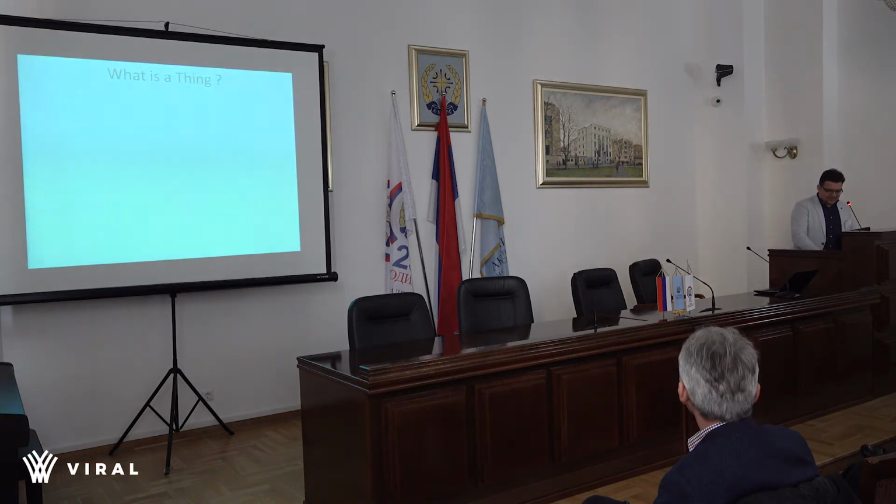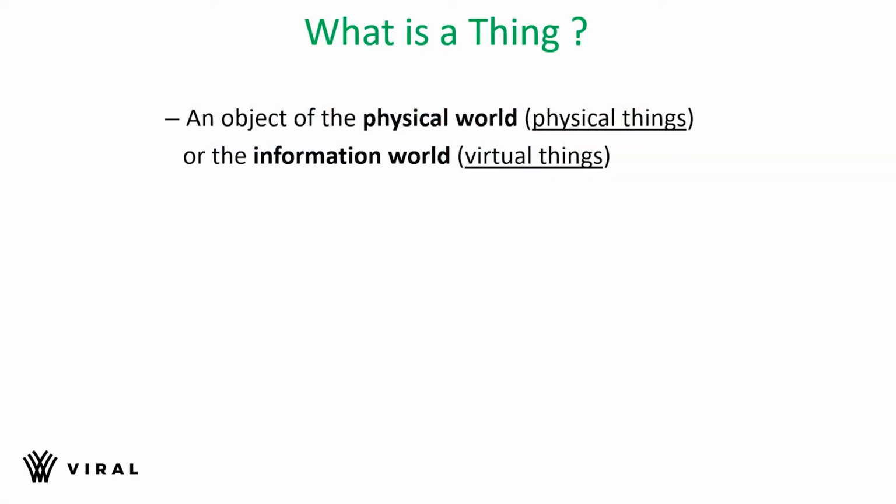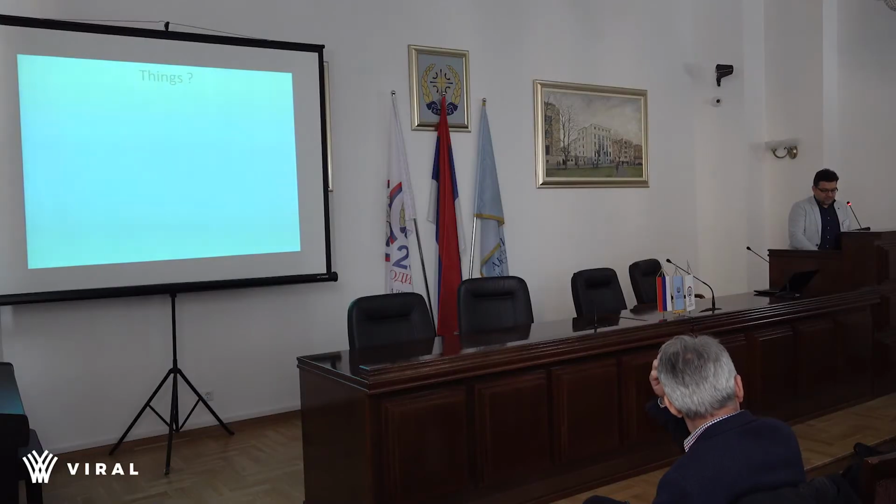So what is a thing? I would like to present our point of view. So a thing is like an object of the physical world. Most of the time it's a physical object, or an object of the information world. We call it the virtual things. And these objects are capable of being identified and integrated into the communication networks. This is the definition of the International Telecommunication Union, which was defined in 2015.